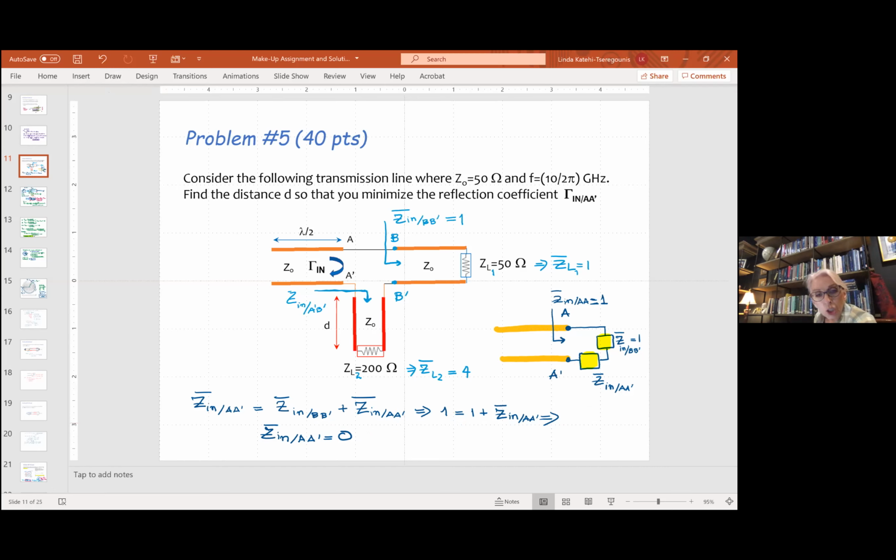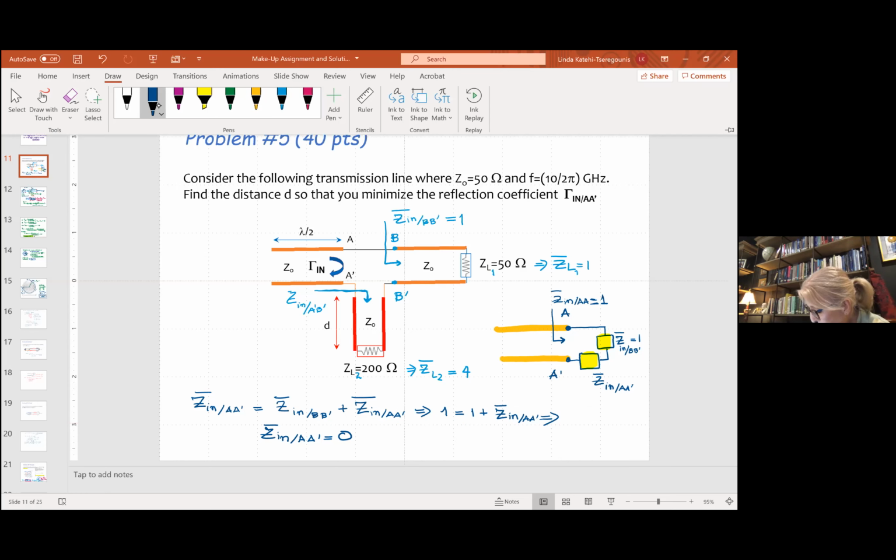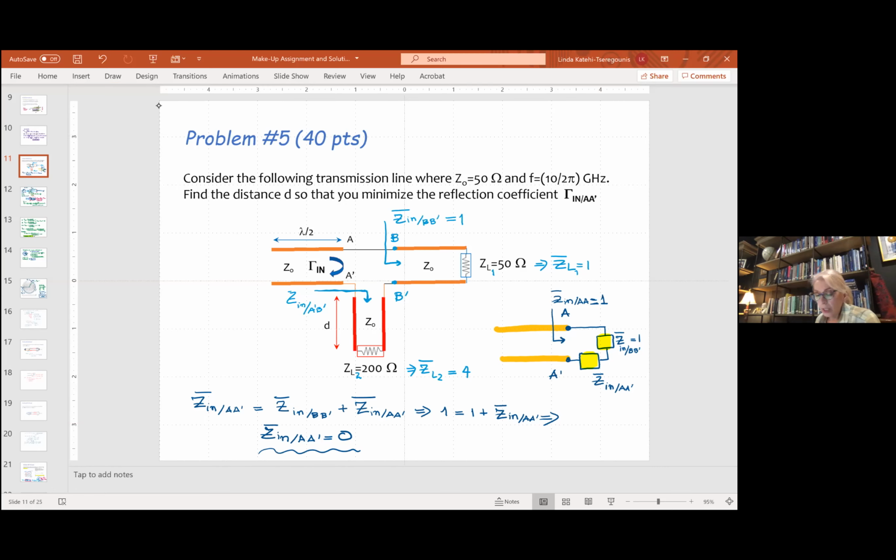So we should find a position D on the line that makes this one equal to 0. That one you have to do up front because this one reduces the complexity of your problem. All right?